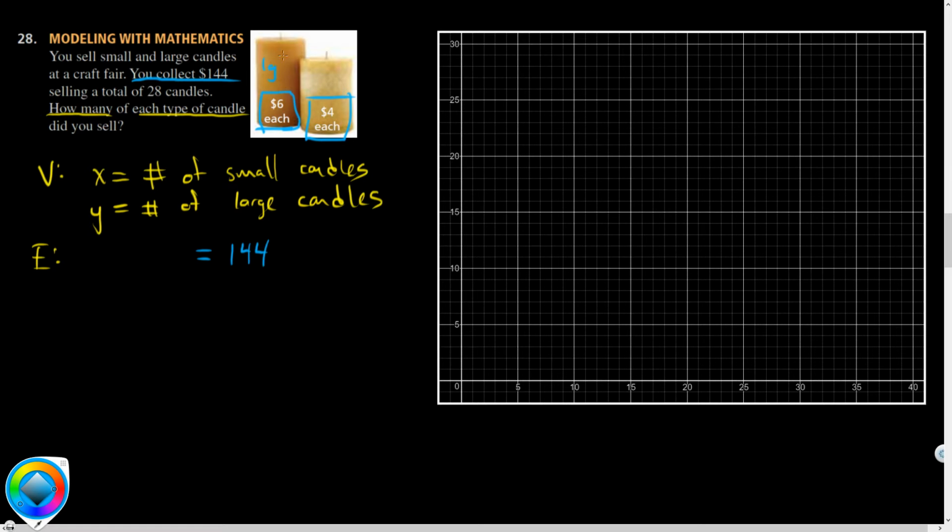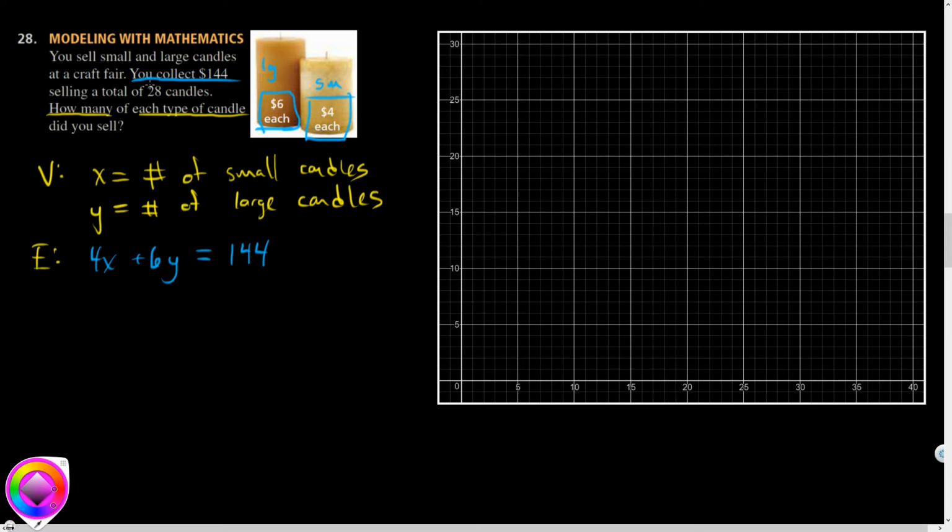Because notice this looks like the larger candle. This looks like the smaller candle based on those dimensions. So I could have $6 per large candle. If I take $4 and multiply by the number of small candles, this term represents the amount of money I earned selling just the small candles. If I take $6 and multiply by the number of large candles, this term alone represents the amount of money I earned from just the large candle sales. And if I add those two together, that would equal the total money I made.